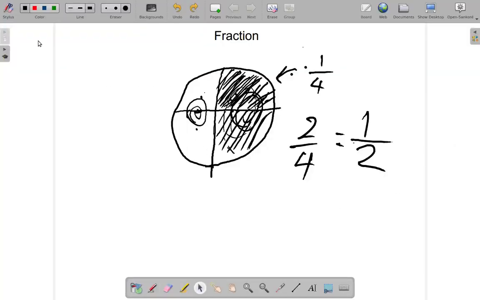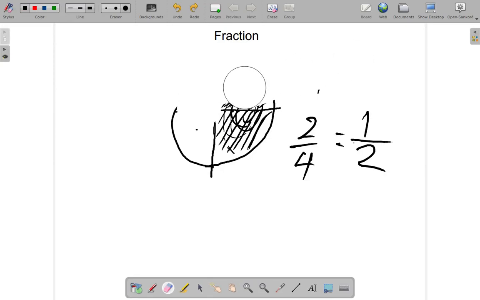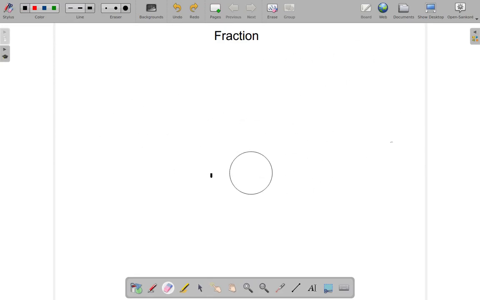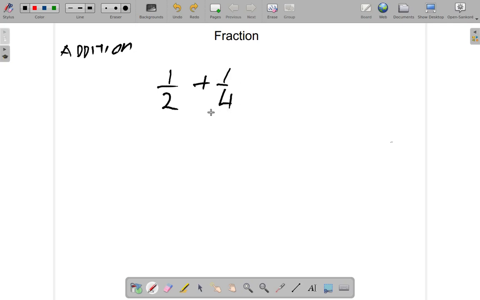Now, last time we were looking at this. Let's erase it and we'll see what happens when we add two fractions. So we're going to look at addition of fractions. Let's suppose I have a half plus a quarter.